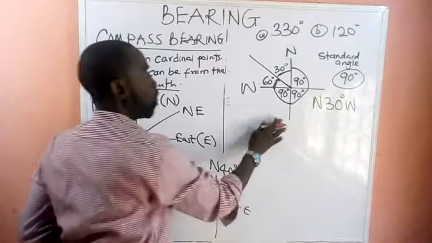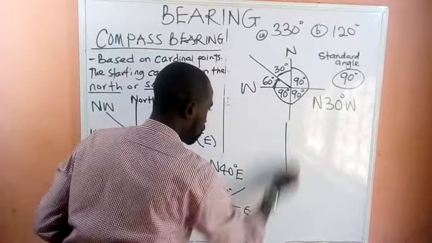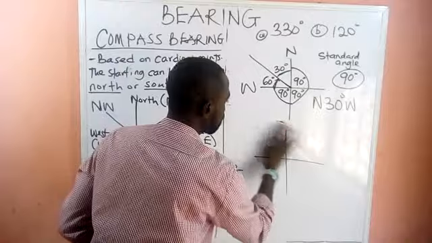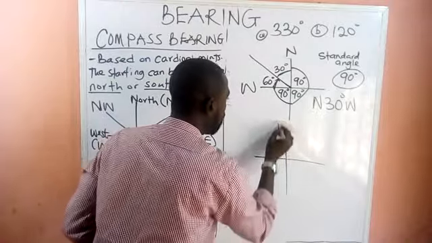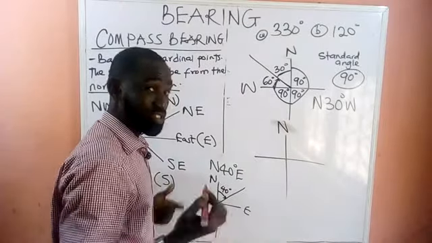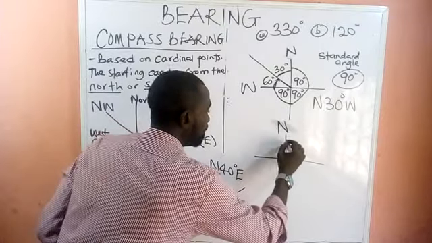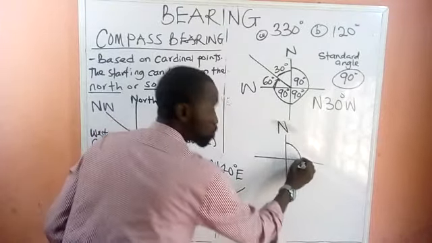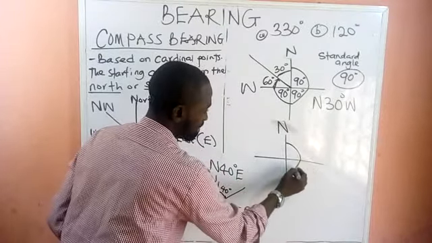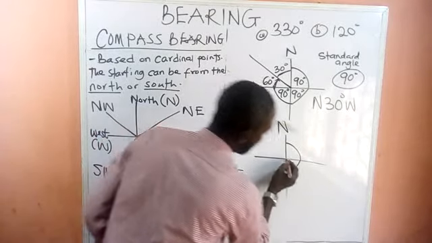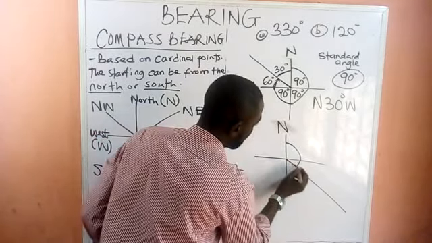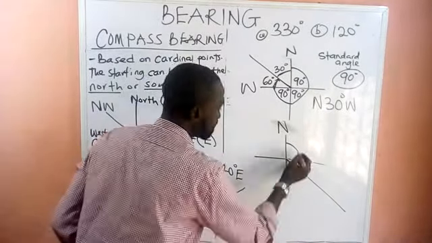So let's take 120. We are starting from the north. So this is 120. This is north. Start from the north and move in the clockwise direction. So here, like this, this is 90. Are we going to stop here? No. We can find 120 in this place. Are you with me? So 120 is this one. So this is 120.